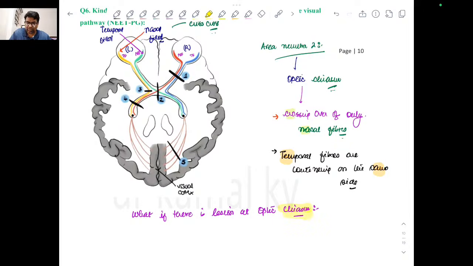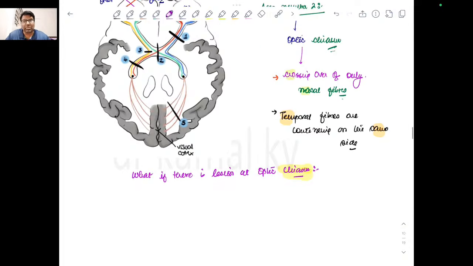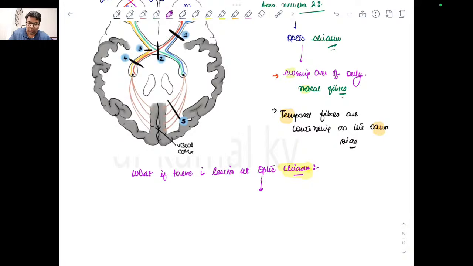So to answer this, you must know what fibers are there. So optic chiasma, we know what fibers are there. Nasal fibers, both eyes. Okay, so it means the nasal fibers will be gone. Now what nasal fiber is carrying with it? What sensation is traveling through the nasal fiber? It is temporal field vision, right? So it is carrying the sensations or the images from the temporal field.